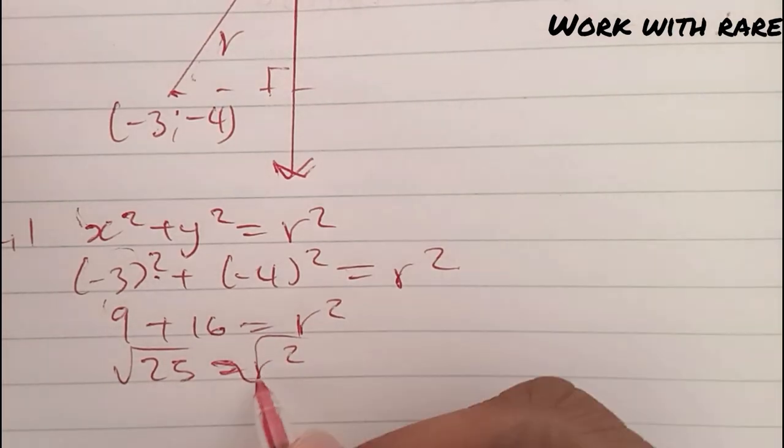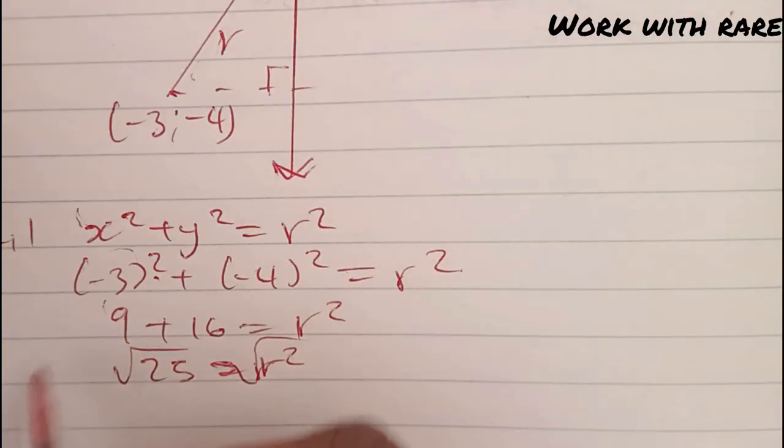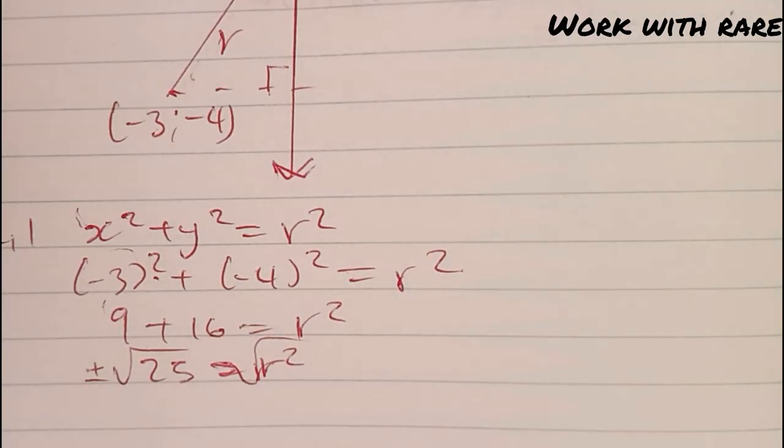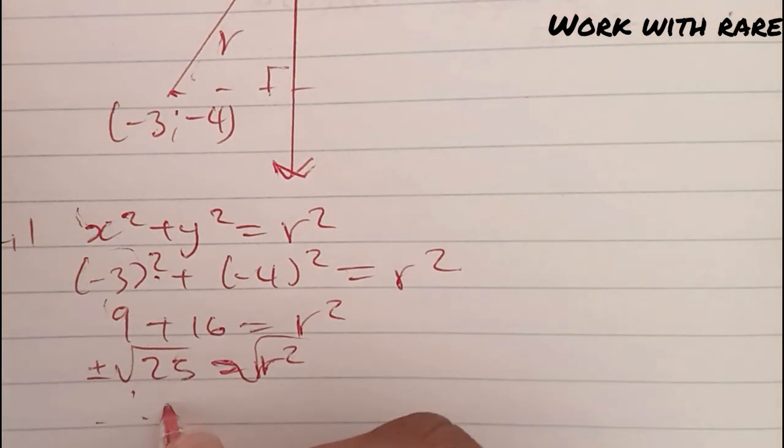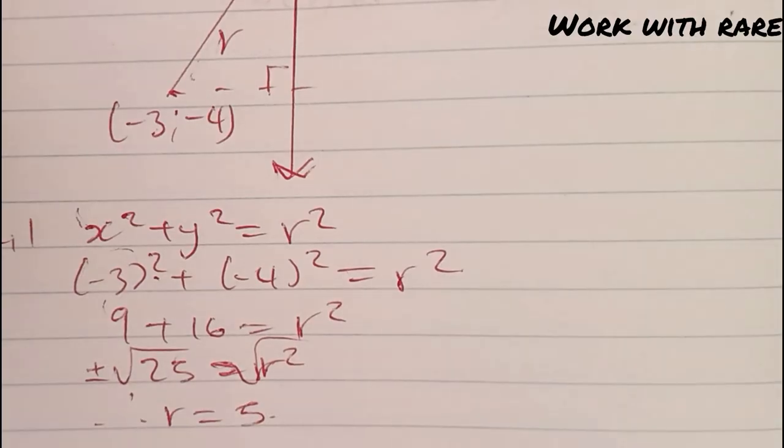But remember, when you square both sides, it's going to be plus or minus, okay? But then, like I said, hypotenuse, which is r, is always a positive number. So there's no way that you can leave this answer as r is 5 or -5. It can't be -5. So therefore, our r is equal to 5. You see? As easy as that.